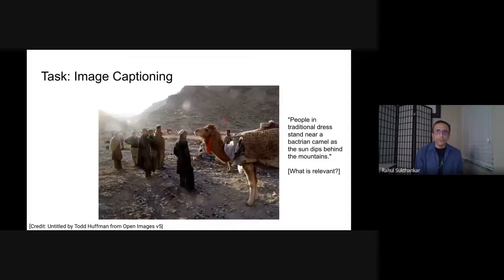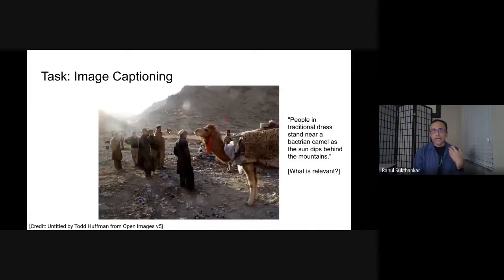One could also combine images with language. So for example, you might say, given this image, generate a caption that describes what's happening in that image. In this case, it might be something like, people in traditional dress stand near a Bactrian camel as the sun dips behind the mountains. You might come up with a very different label depending on what it was. If you were familiar with the camel, maybe you might name the camel, right? Or there might be a friend in the scene.